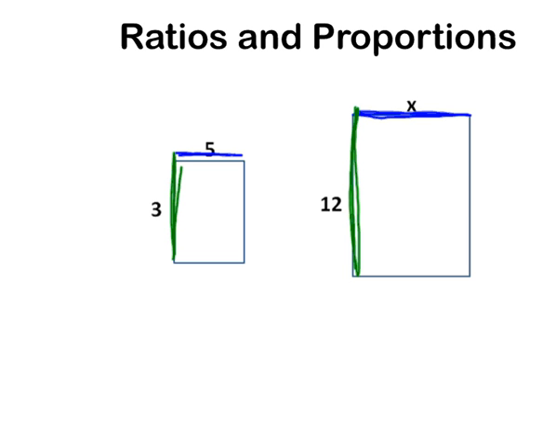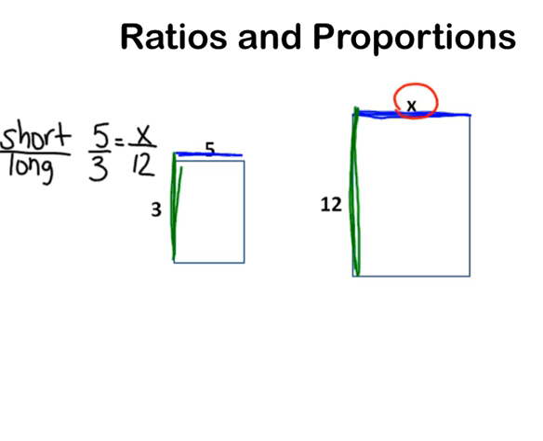I see that I have a variable that I must solve for. In order to do this, I am going to set up a proportion. Remember, my proportion has to follow some sort of pattern when setting it up. To start, I am going to set up my proportion as short side over long side. Therefore, I can write it as 5 over 3, short side over long side, equals x over 12, short side over long side. To solve this proportion, I'm going to cross multiply.